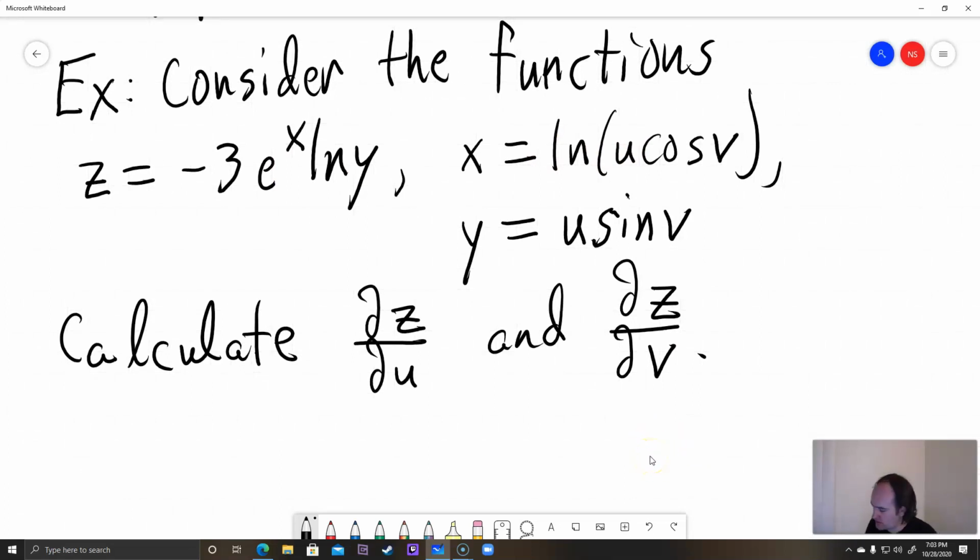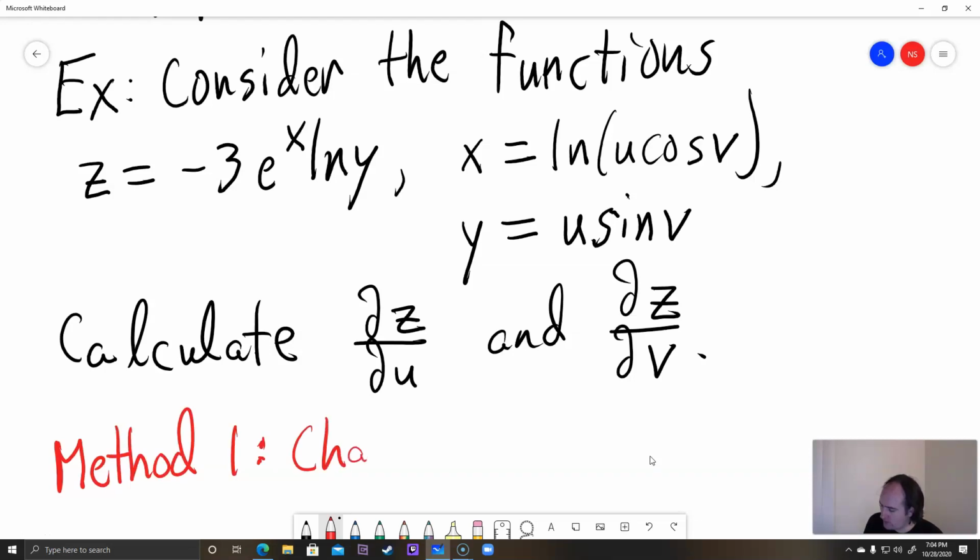Okay, so let's start with method 1, which is going to be the chain rule. Method 1 is use the chain rule, which is the title of the section, so it seems good that we're going to be doing that. And for that, we're going to have to do a dependency diagram.